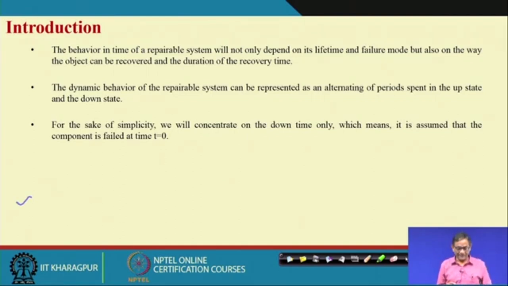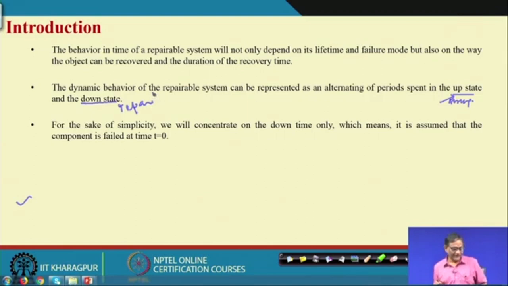The dynamic behavior of the repairable system can be represented as an alternating sequence of periods spent in the up and down state. What is up? Up means working, and down means it is under repair. So, there are two states, the up state and the down state. For the sake of simplicity, we will concentrate on downtime only. As I told you, in this lecture we will be interested only in the repair process.